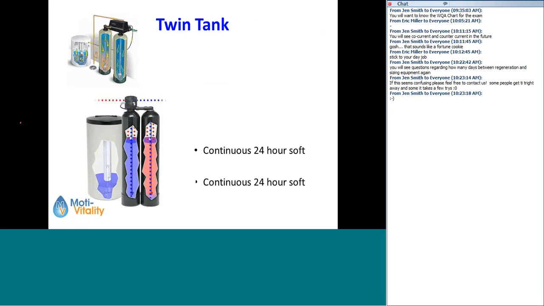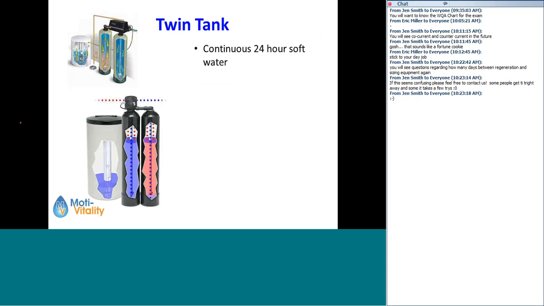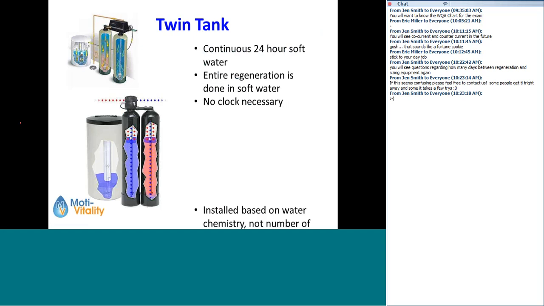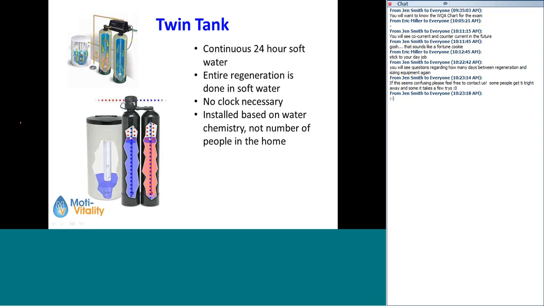Twin tanks, like I mentioned earlier, I already talked about these a little bit, but they do give you 24-hour soft water, continuous soft water. The entire regeneration is done in soft water. That's kind of a nice feature. There's no clock necessary on them, although some of them do still have clocks on the computer, but there's no clock required for the regeneration, not typically. And they're installed based on water chemistry, not the number of people in the home. So that's kind of nice too.